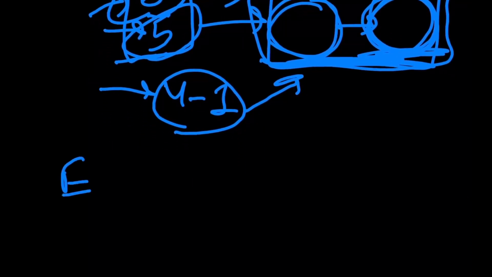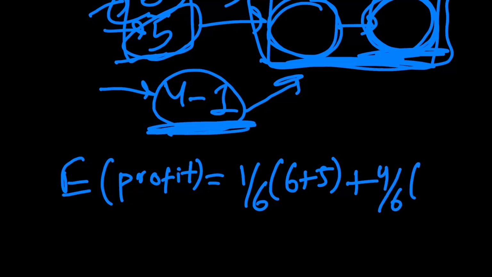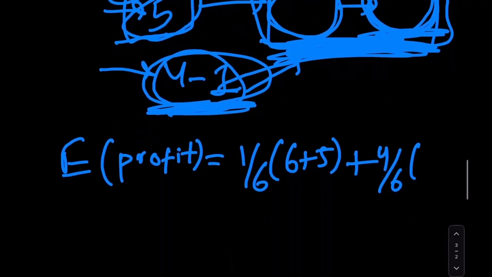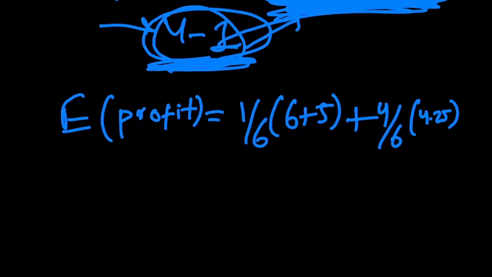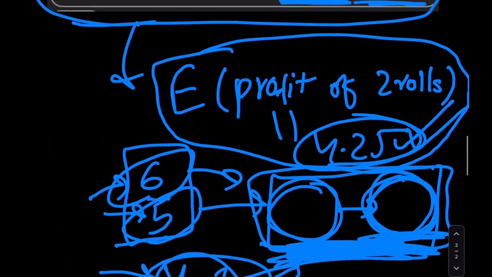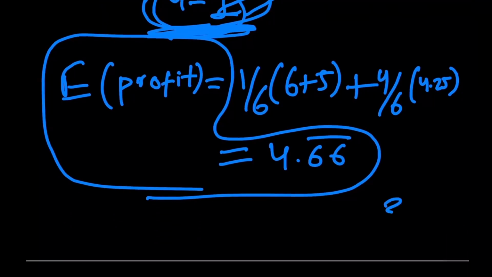So calculating the expected profit of this entire strategy, it's going to be 1 by 6 of 6 plus 5 plus, now I'm going to group all these cases together and say that this is going to be 4 by 6 of the expected profit that we're going to get in this case of re-rolling, which is 4.25. So I'm going to plug in 4.25 over here, and this comes out to be 4.66 bar. And this is the expected profit of this particular game where we get to re-roll the dice twice if we want to. So a total of 3 rolls.